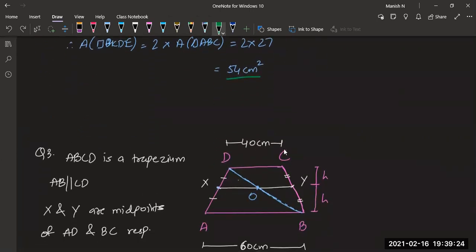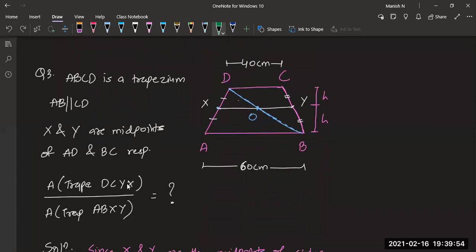Let's solve one more question. Now this is a trapezium question, right? Here we have quadrilateral ABCD as a trapezium, AB is parallel to CD. X and Y are the midpoints of AD and BC respectively. We have to find the ratio of the area of trapezium DCYX, that is the upper trapezium above XY, and ABXY, the trapezium below XY. So these are two trapeziums, and we have to find the ratio of their areas.